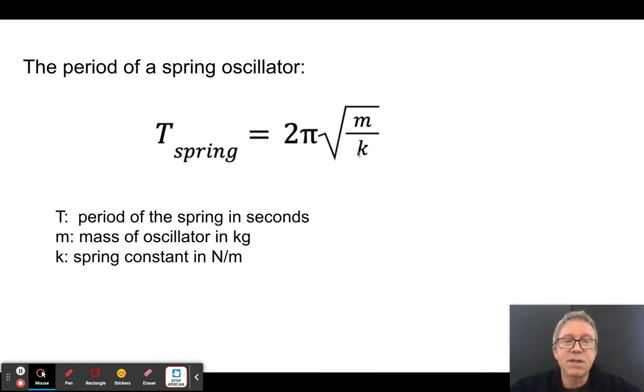Now let's think about this for a second. If mass increases, the acceleration is going to decrease, so it's going to take more time to complete an oscillation. If k, the spring constant, is increased, then the restoring force is greater. There's more force, so it's going to accelerate faster, and therefore take less time to complete an oscillation. So this does make sense.